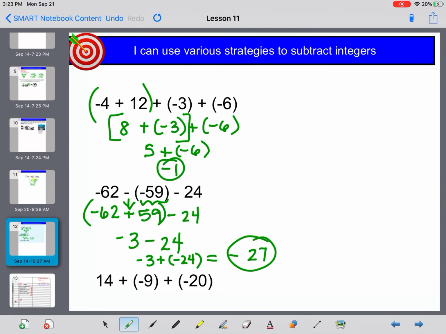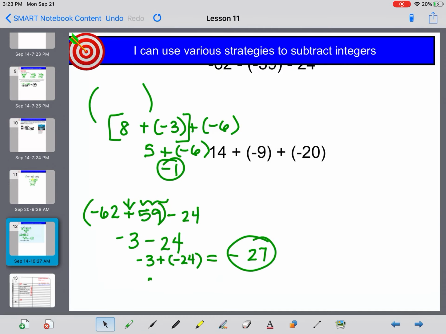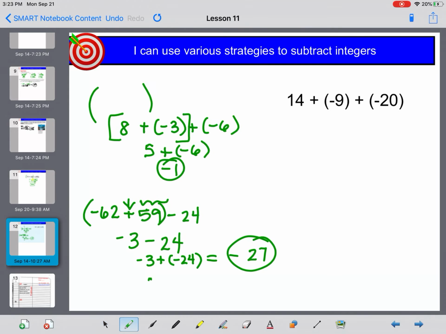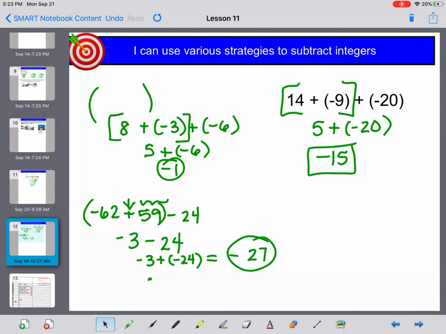All right, the last one. I might have to move this up a little bit over here. There we go. So the first thing that we're going to do is this. 14 minus 9 is 5 plus negative 20. The signs are different, so we subtract. 20 has the bigger absolute value, so the answer is negative 15.